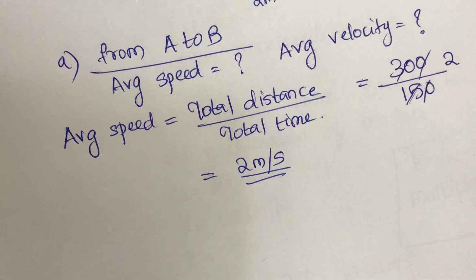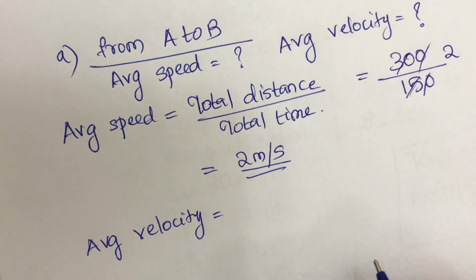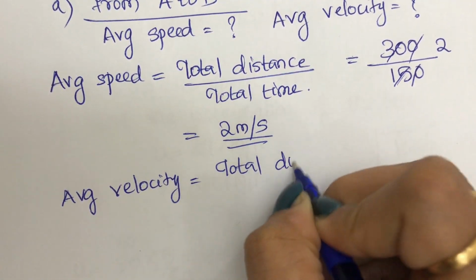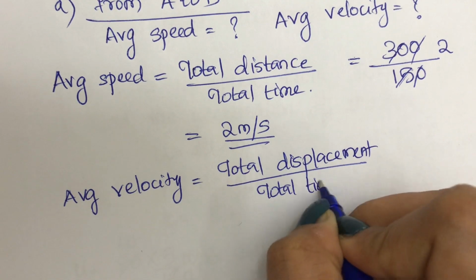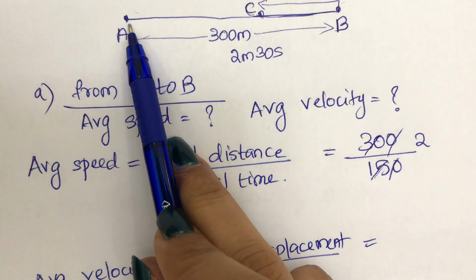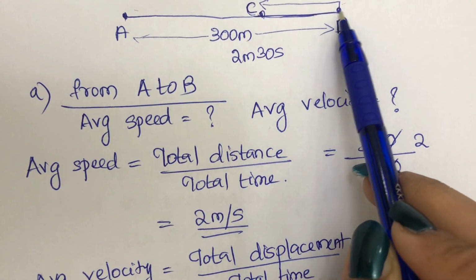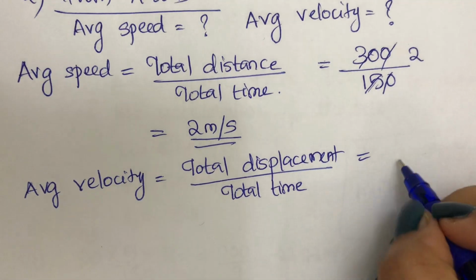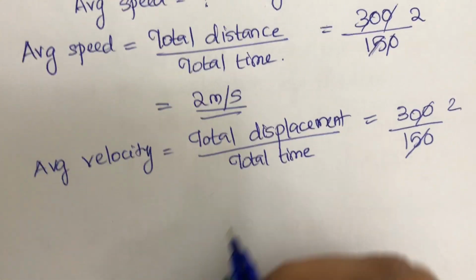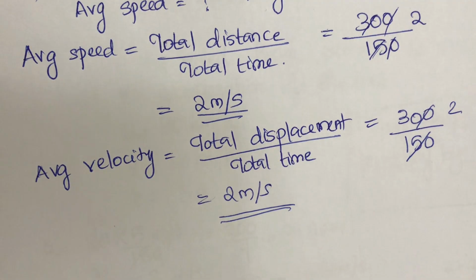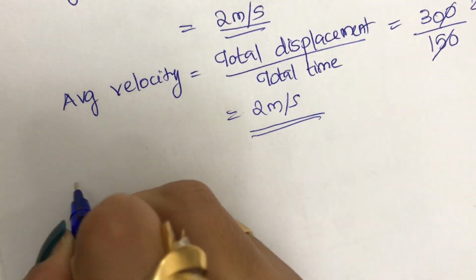Okay, now we have to find average velocity. So average velocity is total displacement by total time taken. He traveled from A to B. We have to find the first condition, that is A to B. From A to B, A is the starting and B is the ending position. So here also the distance will be 300, and the time taken will be the same, that is 150, which is equal to 2. That is 2 meter per second. Here also the average velocity is 2 meter per second.